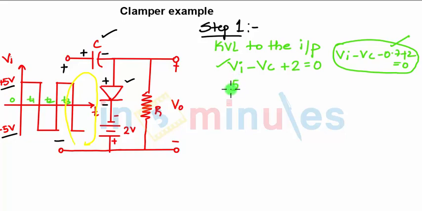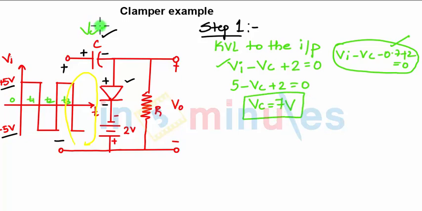So the value of VI is 5 volts. VC we need to find, plus 2 equals 0. So the capacitor charges to 7 volts in the positive half cycle. This is how we have found the charge on the capacitor in the positive half cycle as 7 volts.